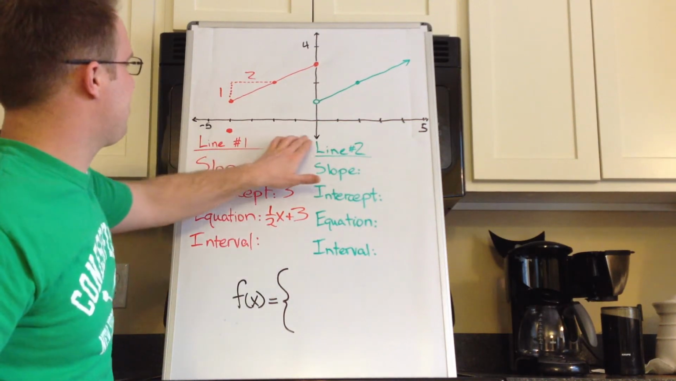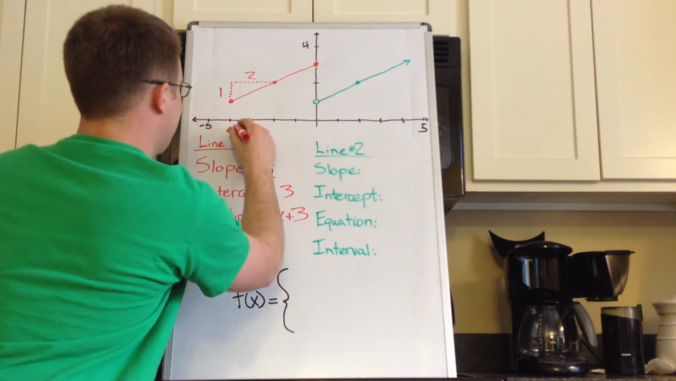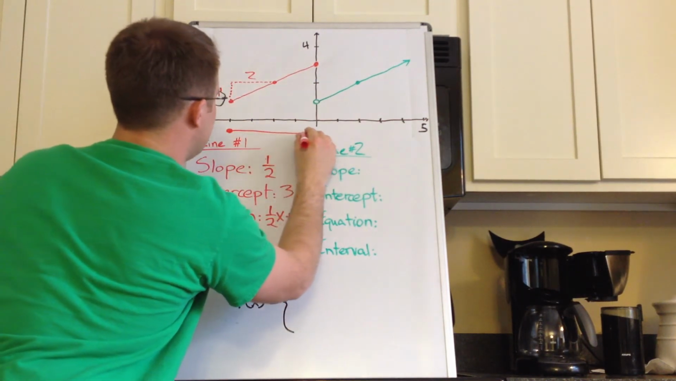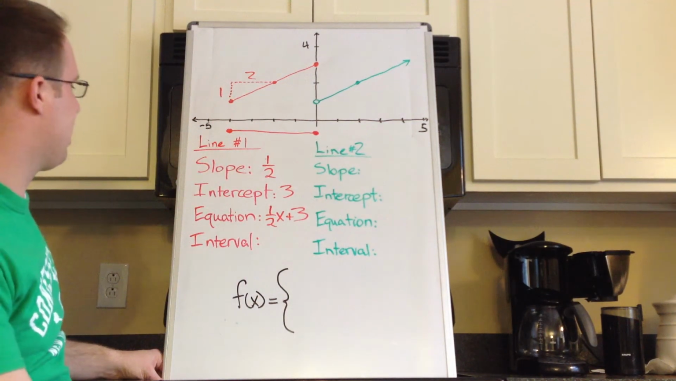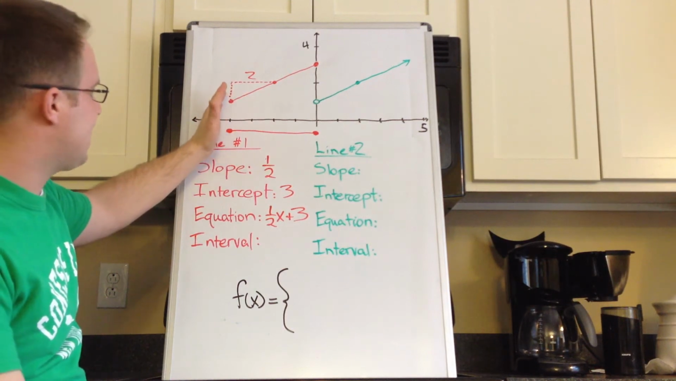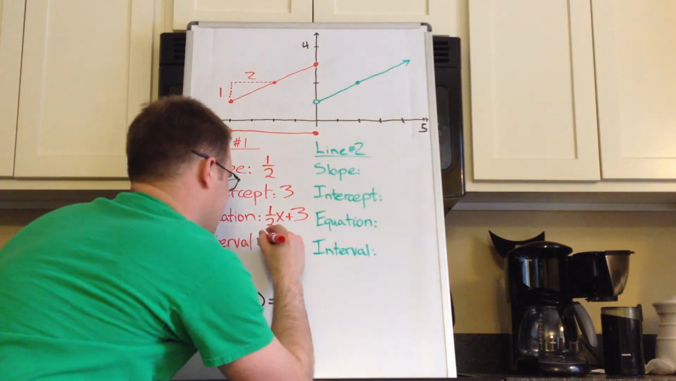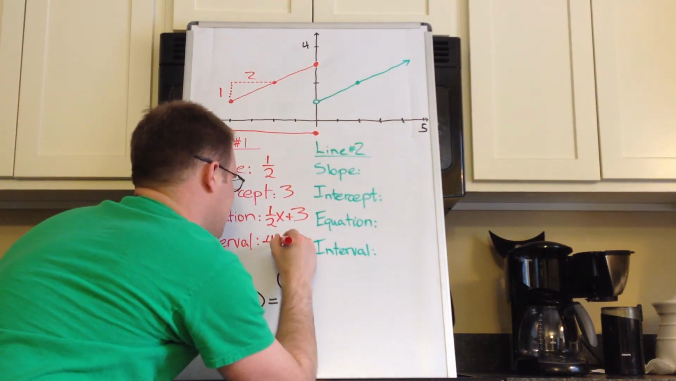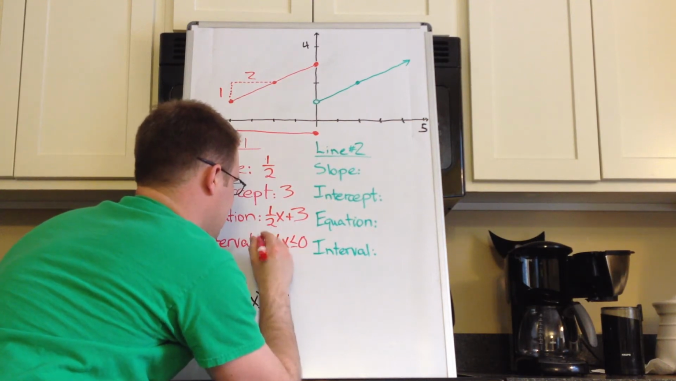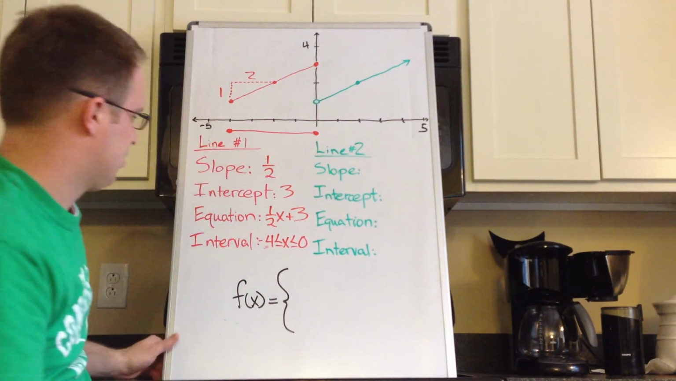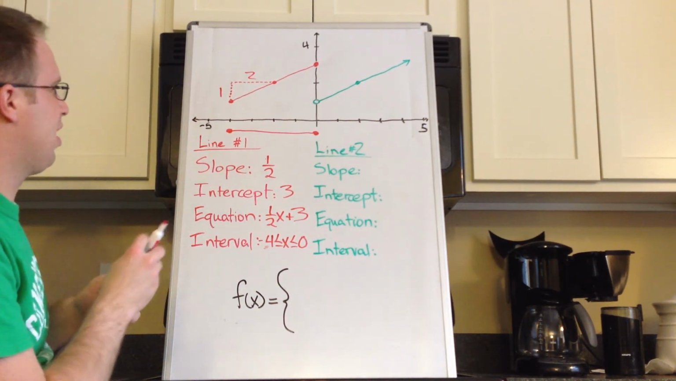So again, this line at the bottom isn't going to be part of the graph. It's just to help us figure out what the intervals are. So it goes from -4 all the way to 0. So I'm going to write -4 is less than or equal to x is less than or equal to 0. Okay. Now we have to go over and do all the same things for line 2.